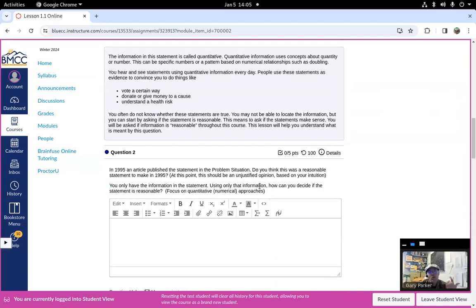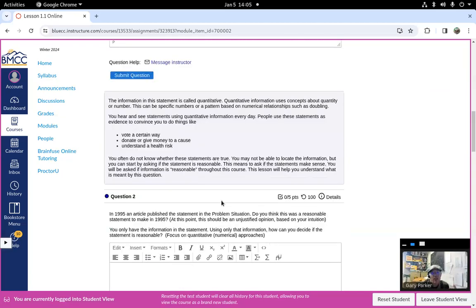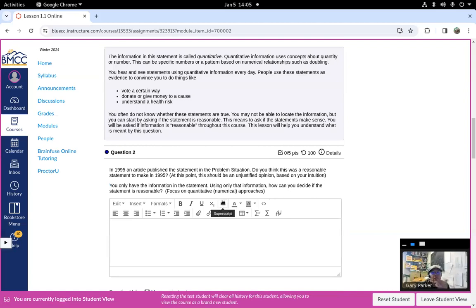Now, some more information. In 1995, an article was published, the statement in the problem situation. Do you think this was a reasonable statement to make in 1995? Right, so that statement appeared in a published article in 1995. The statement references 1950. All right, so we only have the information that was given there. How can we decide if the statement is reasonable? So this is pretty open-ended. There's really no right or wrong answers. Just think about that for a minute.